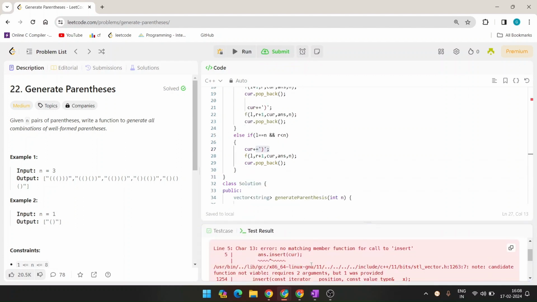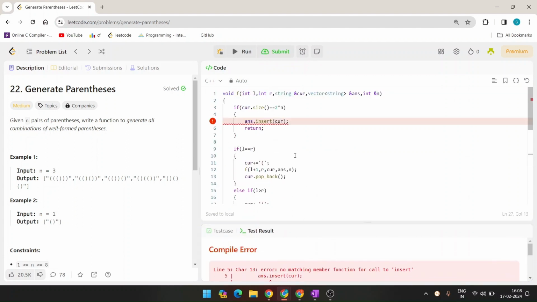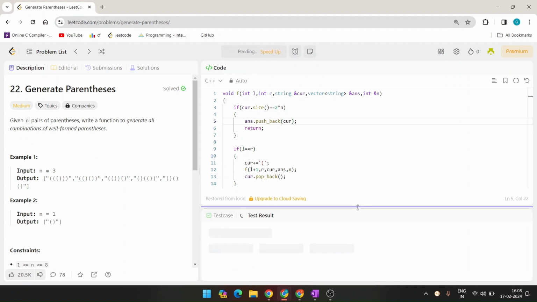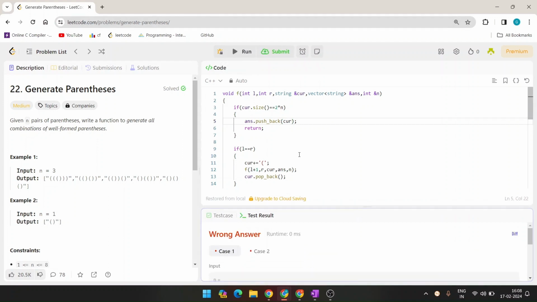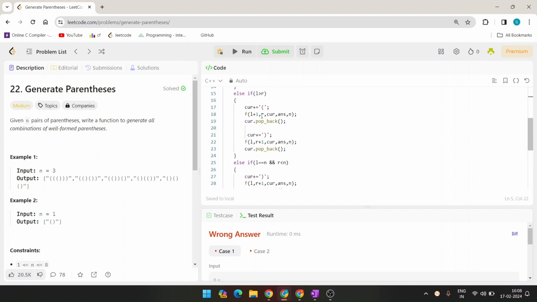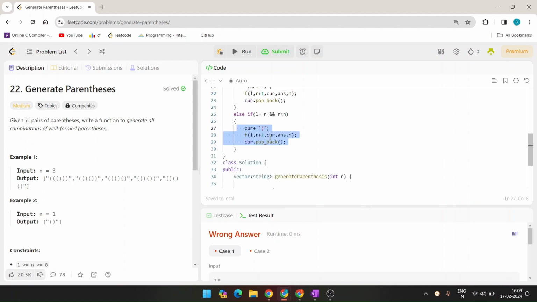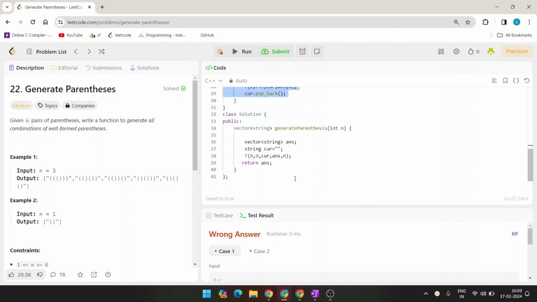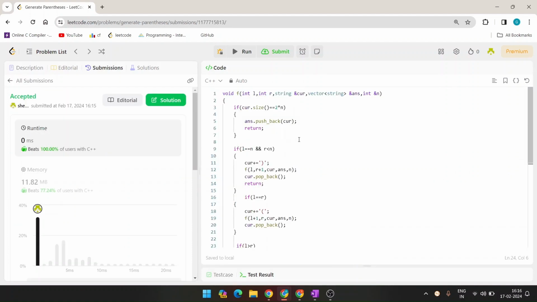Okay, it's a compilation error. It should be push back, sorry, it should work. Okay, so why is it giving a wrong answer? Here L is equal to R, here L plus 1 is there, here we have R plus 1, and we have pop back. So what's the issue? I got my mistake.